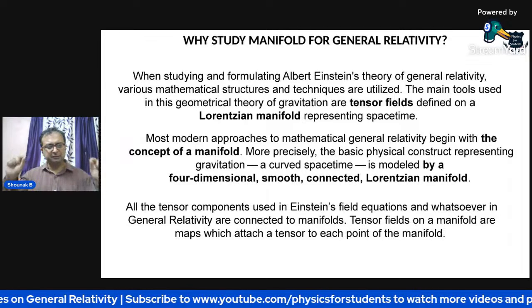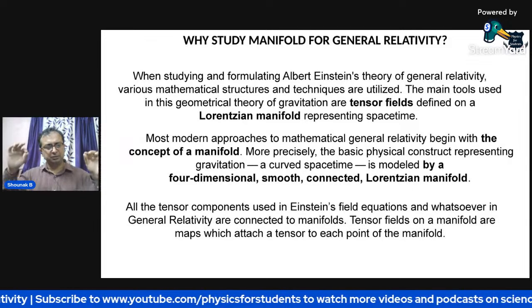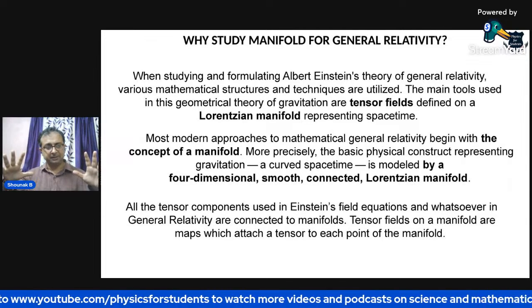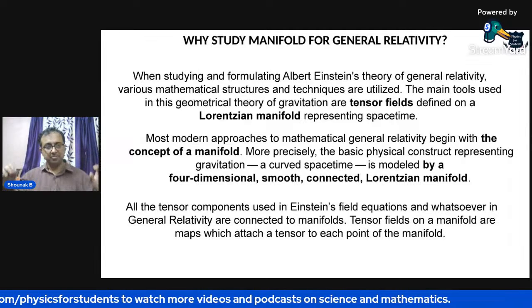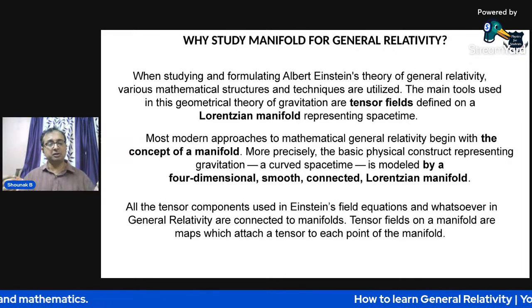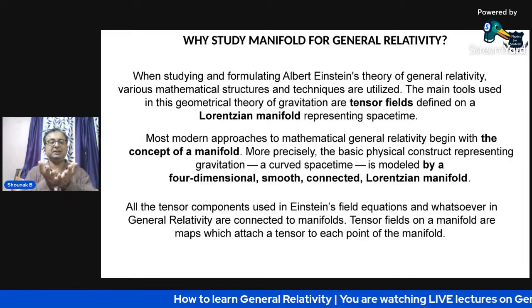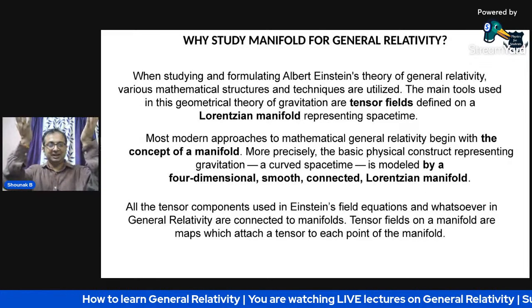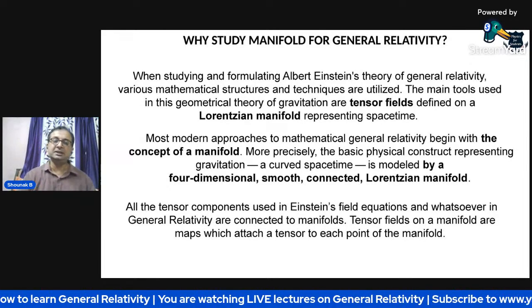So Lorentzian manifold is the basic structure. We are looking into that. The entire physics is depending on that, and it is a smooth manifold. So all the tensor components that we are dealing with, the Ricci, Riemann, etc., which we will explore slowly, of Einstein's field equation whatsoever, are all basically connected to manifolds. That means this is the building. It is a structure on which the entire building is being built. So tensor fields, etc., are on a manifold.